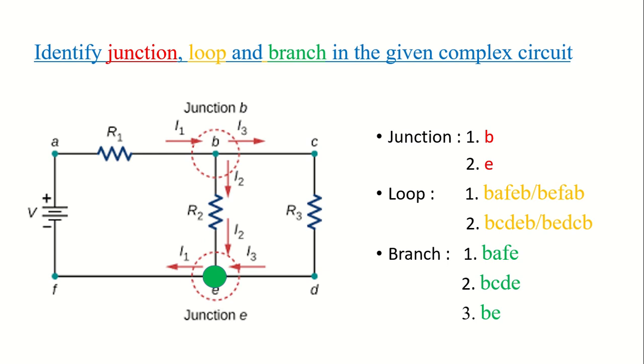Now these branches I have taken starting from B and ending at E. These branches can be taken in the reverse order also. That is, you start from E and go back to B. So the branches will be EFAB, EDCB and EB. So the reverse order also can be considered. Any direction you can take as you wish. It is not compulsory that the same order has to be followed. It is the part of the circuit between two junctions.